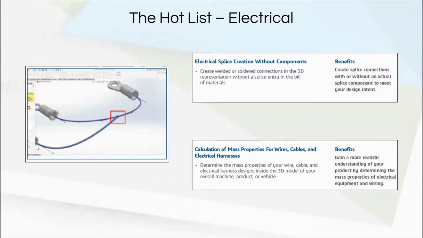This was not something you could do, but now we can calculate the mass properties for wires, cables, and electrical harnesses. So you specify the materials and whatever is used in those parts, and now you can calculate the mass and how that affects your center of gravity with all of these wires, cables, and electrical harnesses. Previously, that was not an option.